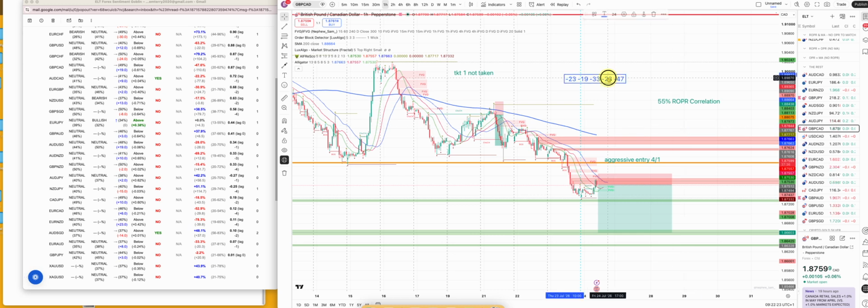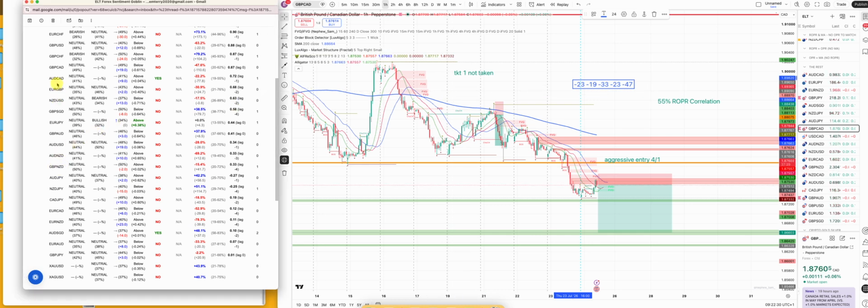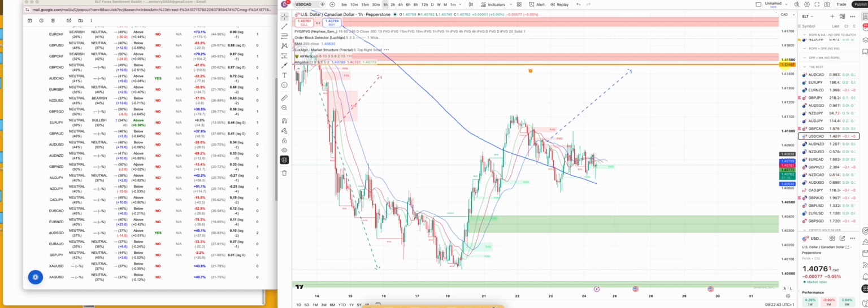But the problem is, it's neutral. Pound CAD. Where are you? Pound CAD is neutral on IG markets. Sad face, because that is a trade. Anyway. Okay, the Canadian dollar.